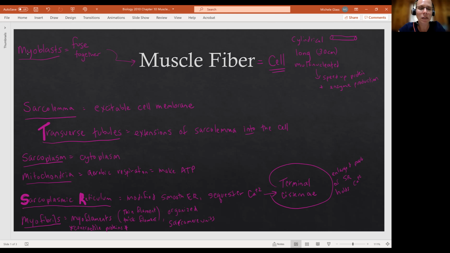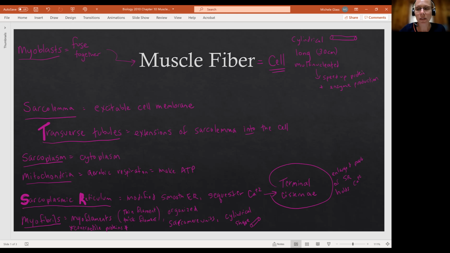The myofibril then is composed of myofilaments, which are our contractile proteins. We call them the thick and the thin filaments, and they're going to be organized into a unit called a sarcomere. And it's important also to note that this is also going to be cylindrical in shape. So remember, that's like our toilet paper tube. But these are microscopic. These are inside of the cell, right? These are really super duper small.